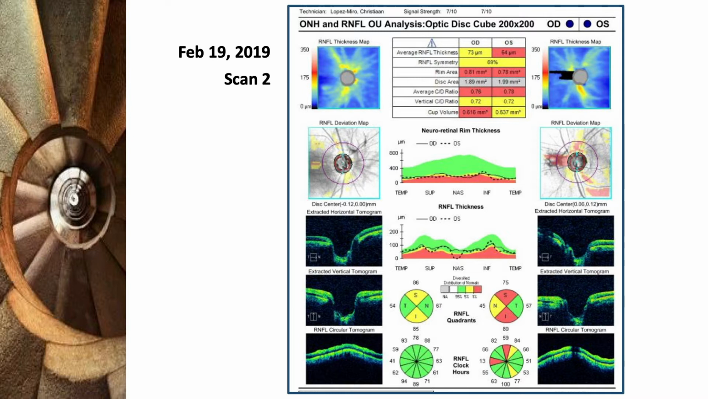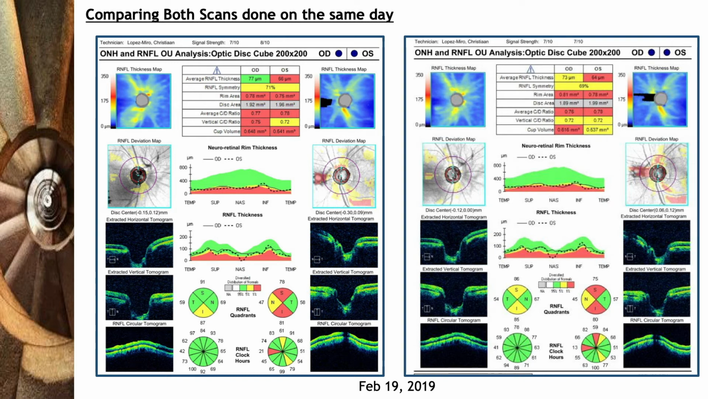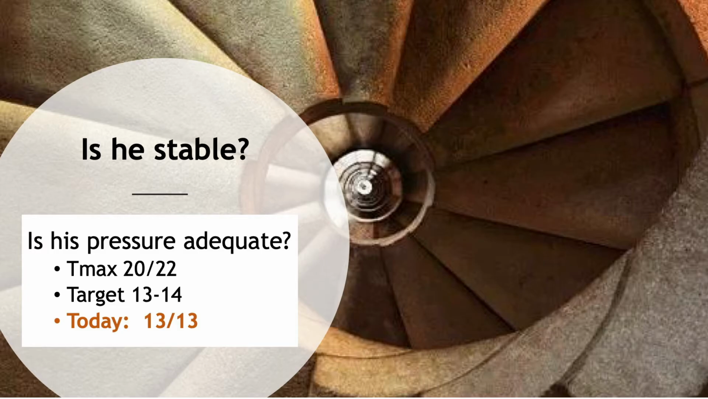This is the second scan on that visit, and then I've put both of them side by side so you can compare, and you can see that they're actually pretty similar. So the question is, is he stable? Remember, he's been followed since 2012, started on glaucoma treatment in 2013, and on that visit, when they started him on medication, his pressure was 20 and 22. They had considered a target of about 13 and 14, and on the visit that I'm seeing him today, he had a pressure of 13, so he was really right at the target of what you would want. So again, is he stable? And then the second question is, is his pressure adequate for whatever level of glaucoma we think he has?